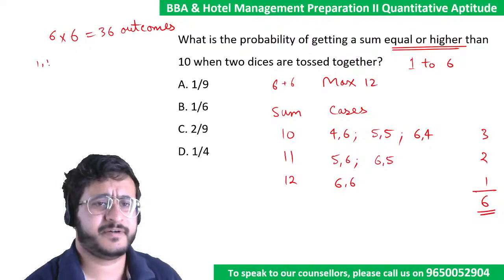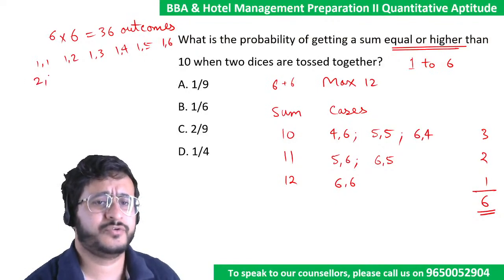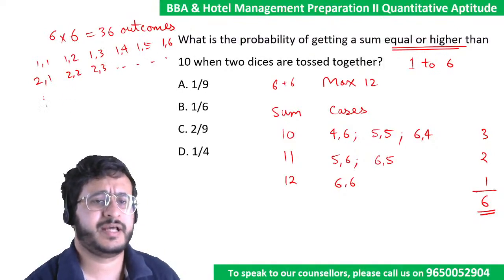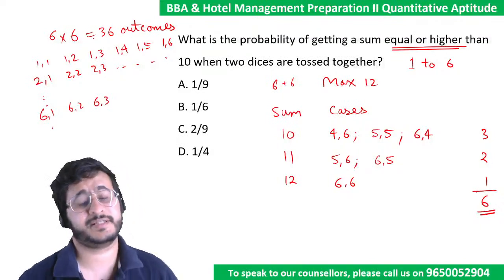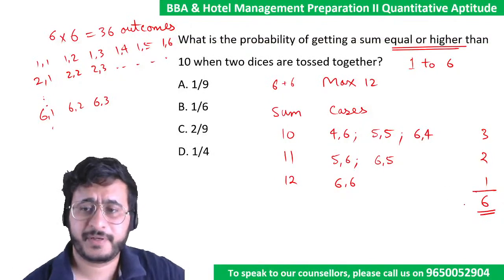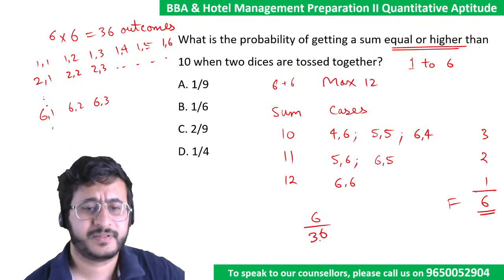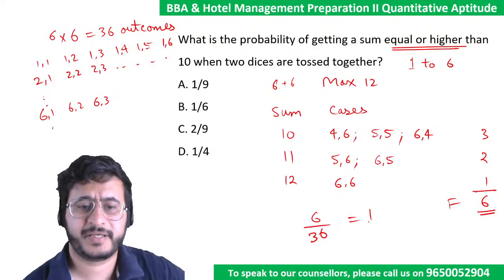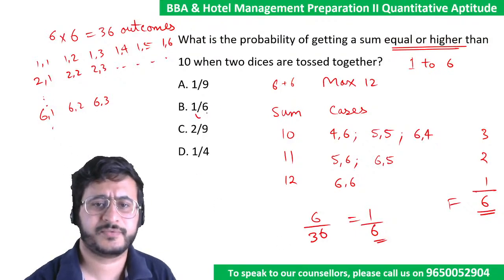Right? You can have like 1 1, 1 2, 1 3, 1 4, 1 5, 1 6. Similarly, you can have 2 1, 2 2, 2 3, and so on. Likewise, you can have 6 1, 6 2, 6 3, right? So you have 6, 1 2 3 4 5 6, and 6. 6 into 6, 36 outcomes, right? So your favorable outcomes is this, and total outcomes is 36. Right, so what do you get? You get 1 by 6. Okay, so your answer is 1 by 6.